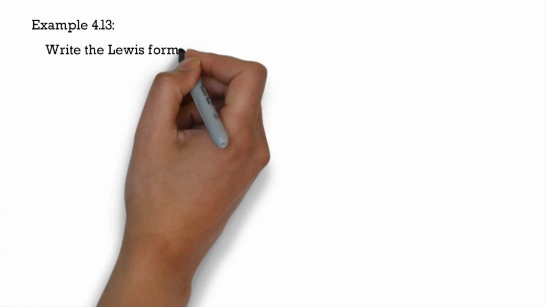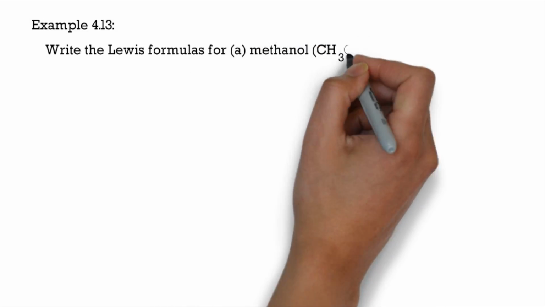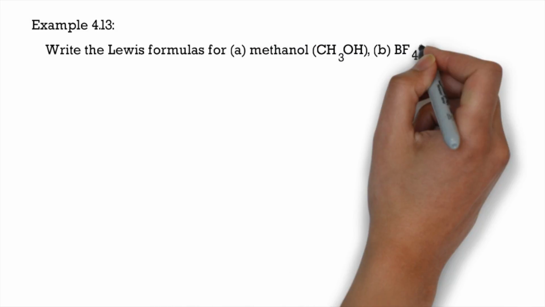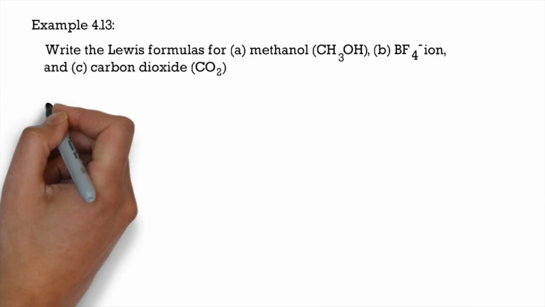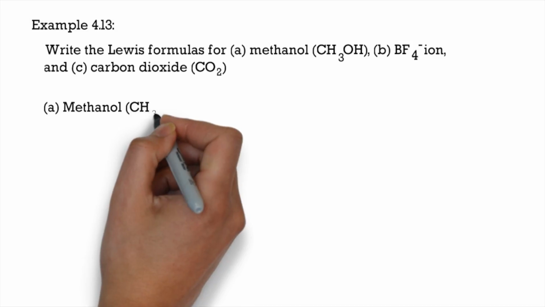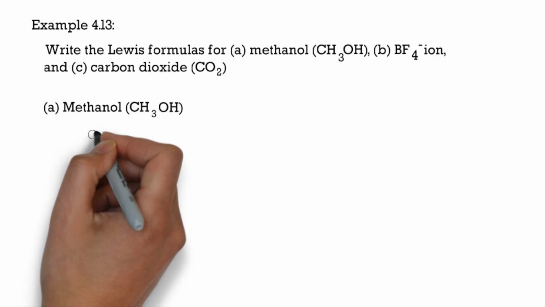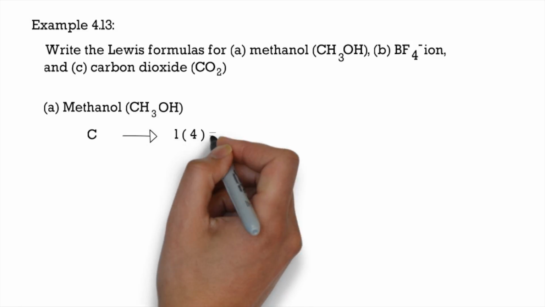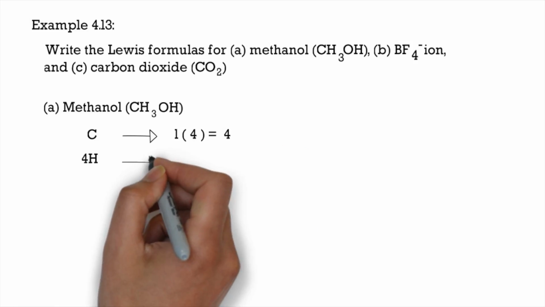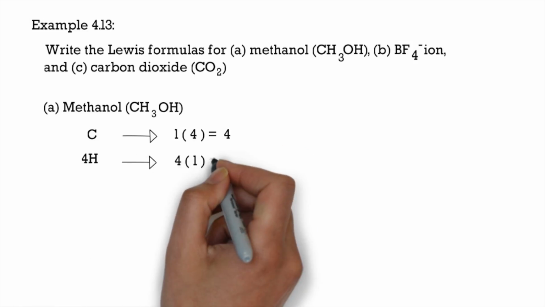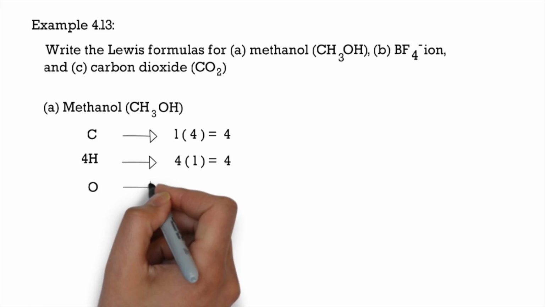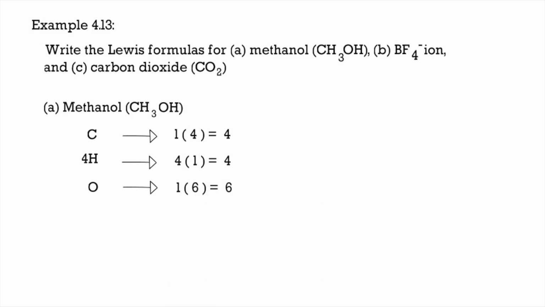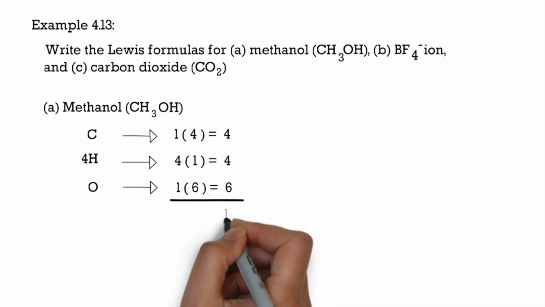Example 4.13. Write the Lewis formula for A, methanol, CH3OH, B, BF4 minus ion, and C, carbon dioxide, CO2. Okay, so A, CH3OH. We have one carbon. Each carbon has 4 electrons, so that's 4. We have 4 hydrogens total. Each hydrogen has 1 electron, so that's a total of 4 electrons. And we have 1 oxygen with 6 electrons, so that's a total of 6. So the total number of electrons here is 14.